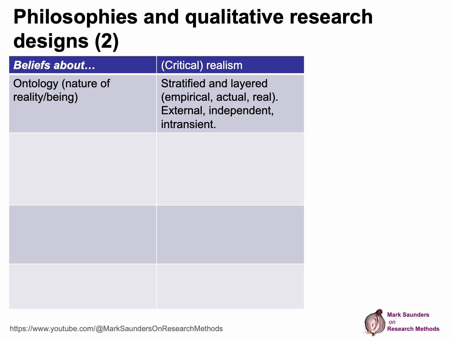I said also that I'd talk about critical realism as one of the other philosophies where quantitative research is quite often undertaken. And so we're going to look at this in terms of its ontology, the nature of reality or being first. And for critical realism, reality is stratified and layered. So we can think of that as the empirical layer, what we can measure, the actual layer, what's out there, and then what's actually real beneath that. Very difficult to actually find. And this reality is external, independent of the researcher, and it's also intransient.